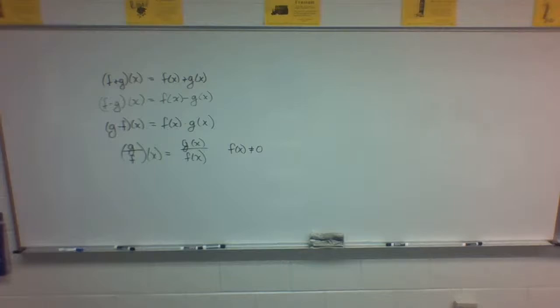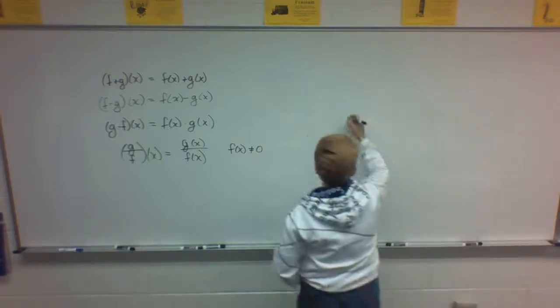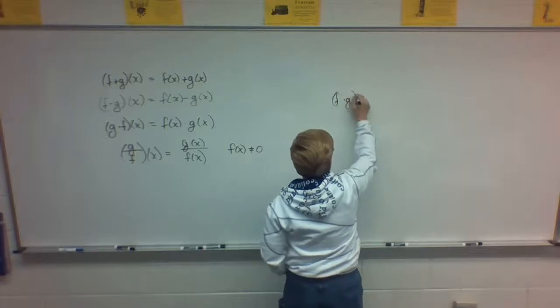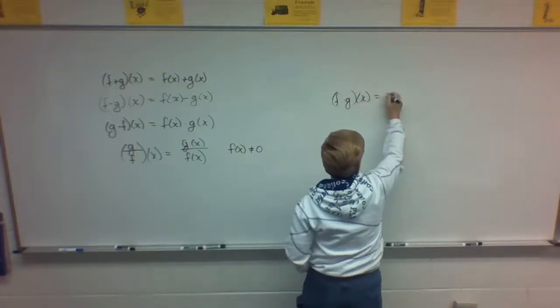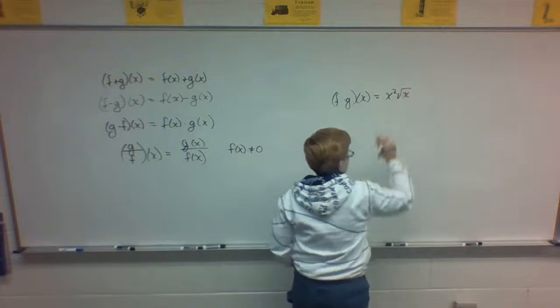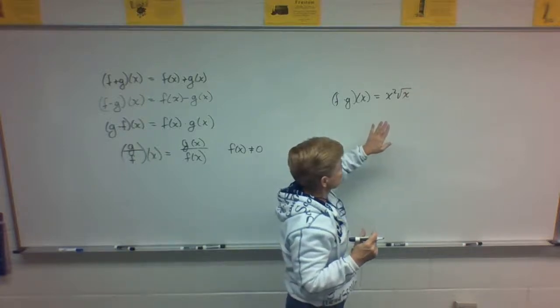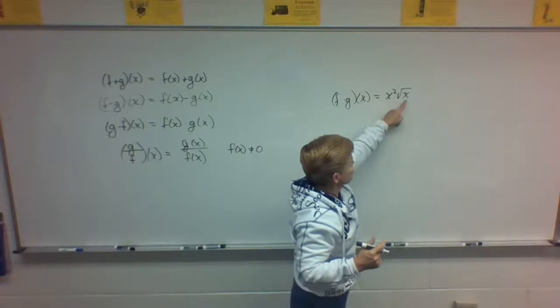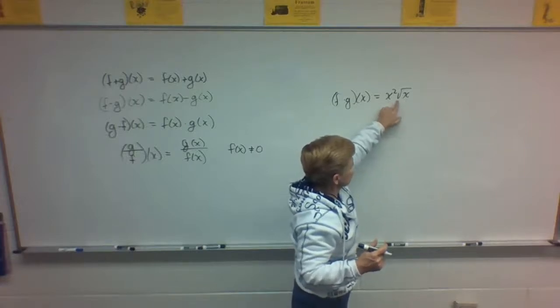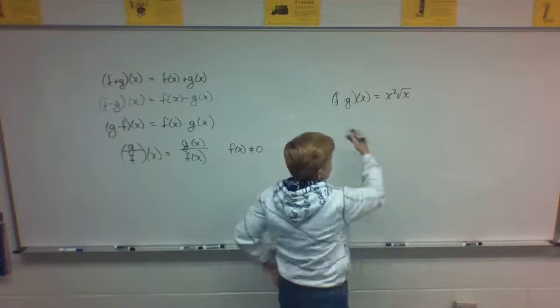Right? So the new function, whose name is f times g, is just one times the other, and that's x squared root x. And there's nothing more you can do to simplify that. That's it. Can't get anything out of here. Can't push this inside. Can't multiply them together while this is radicalized. That's done. So that is the new f times g of x.